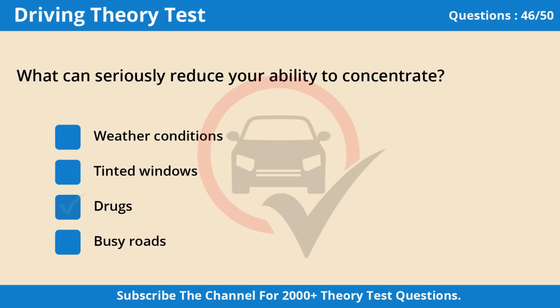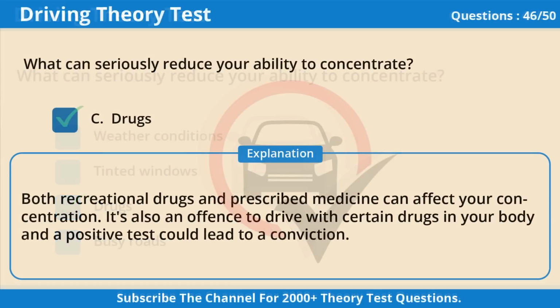C. Drugs. Both recreational drugs and prescribed medicine can affect your concentration. It's also an offense to drive with certain drugs in your body, and a positive test could lead to a conviction.